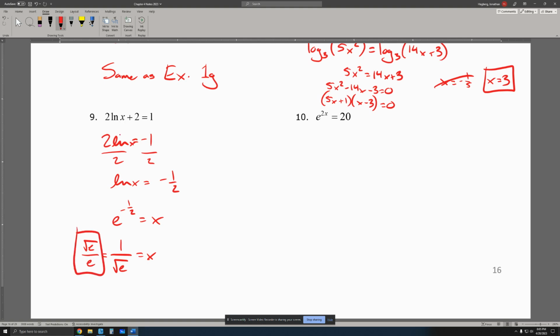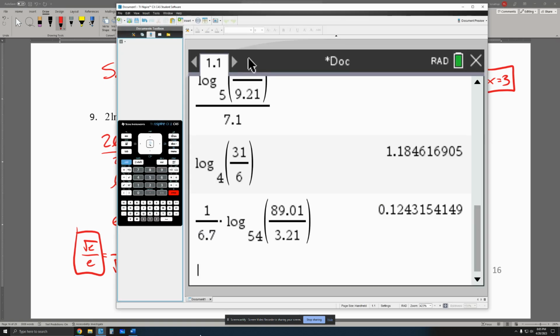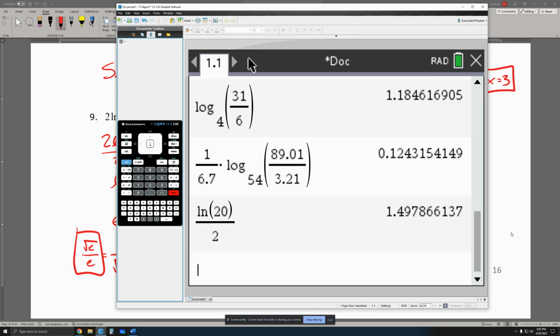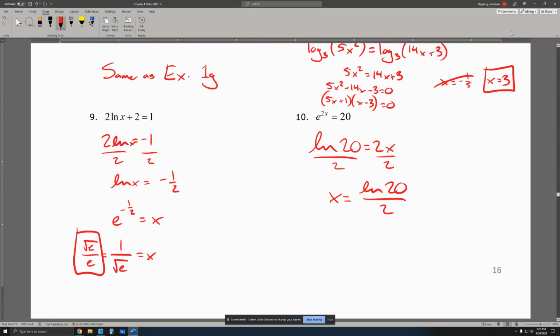Okay, last one, e to the 2x equals 20. We have the natural log of 20 is equal to 2x. Okay, dividing both sides by 2, we get x is equal to natural log of 20 over 2. And back to our calculator. Control divide. Natural log of 20 over 2. We get 1.498. Okay, this is an exponential equation, so that is a solution.